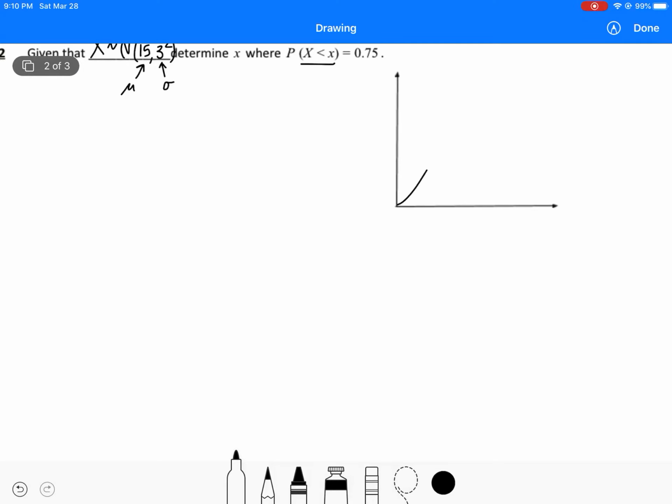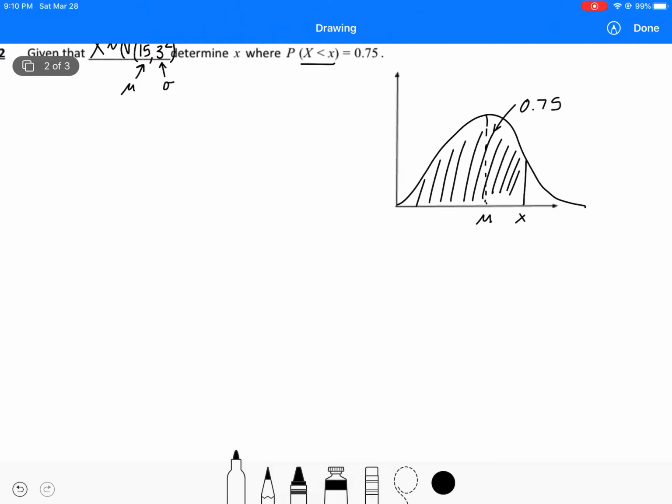Okay. So let's draw a sketch to sort of visualize the value that we're looking for, like this. We've got mu here. Again, not too important where the actual values are. You're just trying to get an idea of what you're looking for. So we are looking for x. We know the probability that X is less than x. So on the left-hand side, this part of the graph, the area under the curve is equal to 0.75.